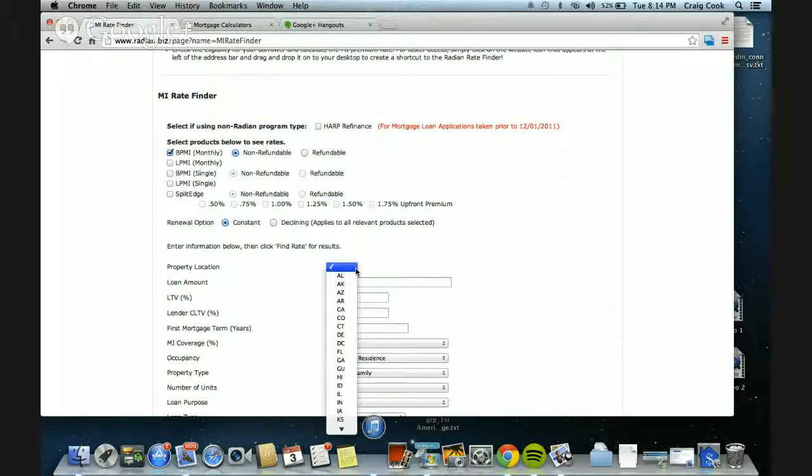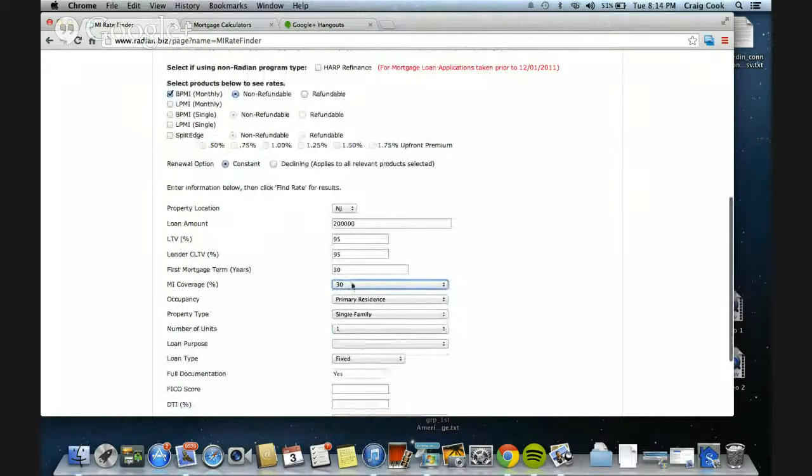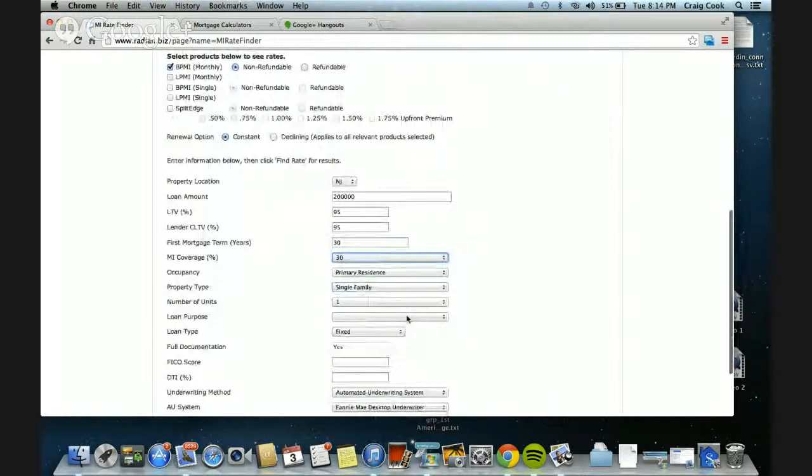If I want to calculate in New Jersey, I can just fill in the information. We're going to say it's a $200,000 loan amount. The maximum financing for a conventional loan is 95% in most cases, so we're going to put 95%. We're going to say the loan term is 30 years. In that case, we have a 30% coverage, and it automatically populates the coverage that is required for a 30-year mortgage.